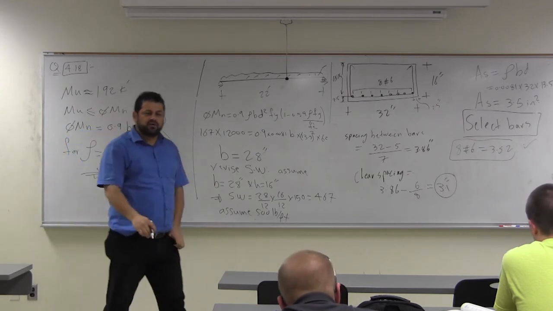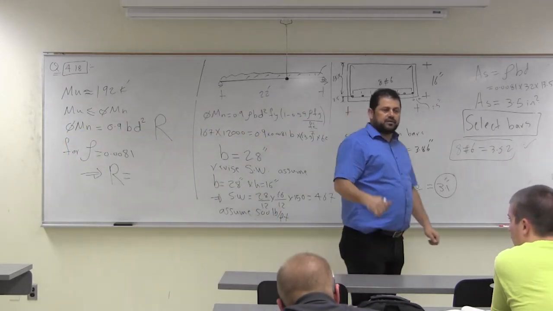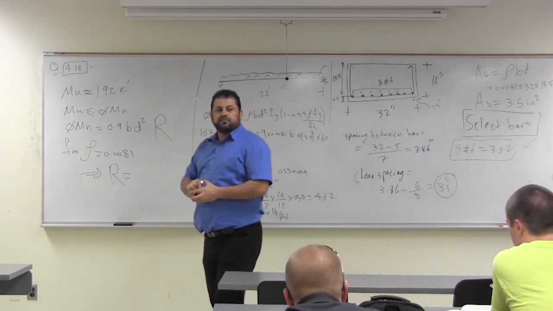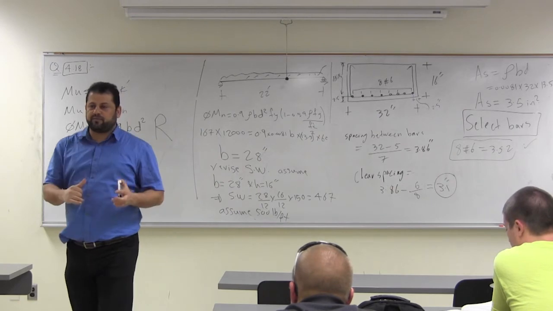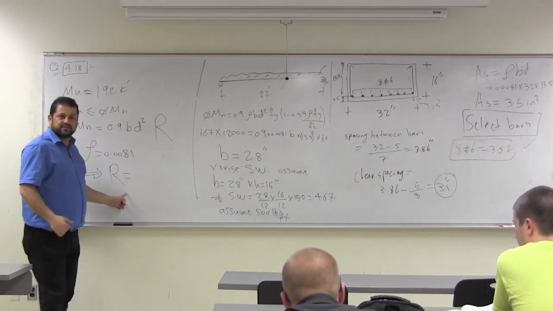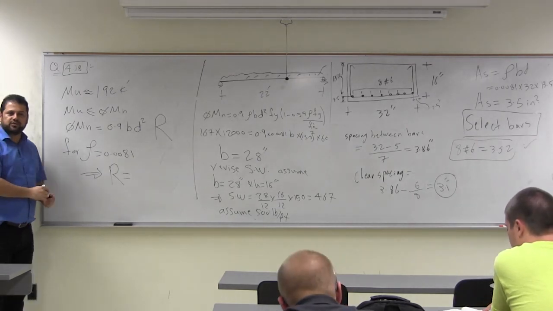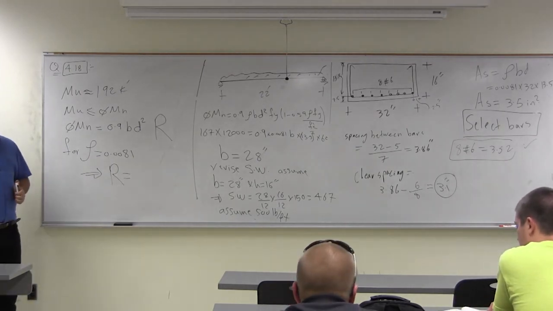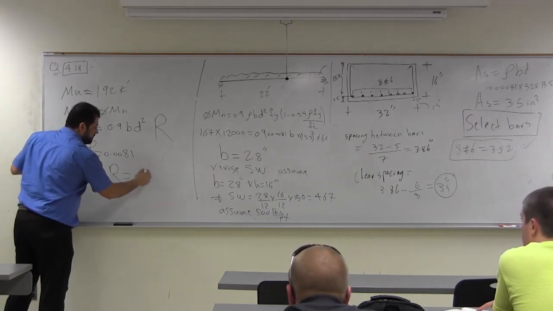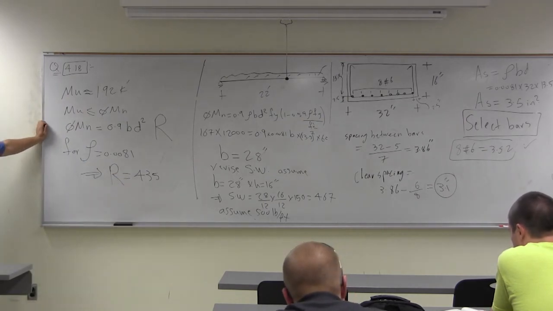Is it 4 or 5? 5. There's a table in there, in the appendix. If you know rho and you know f'c and fy, you get R directly. So easy. What's R for rho 0.0081? To your best, 435. Yeah, 435. And that's in psi. The unit at the top is psi.